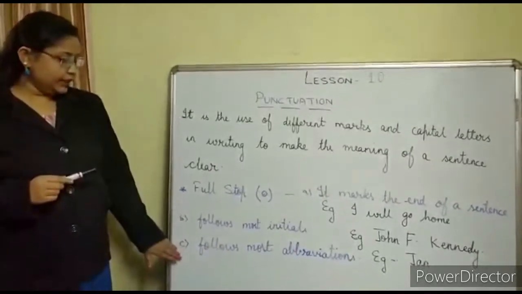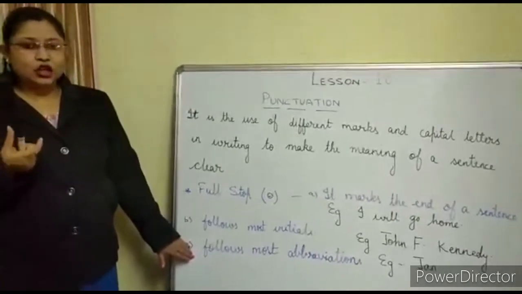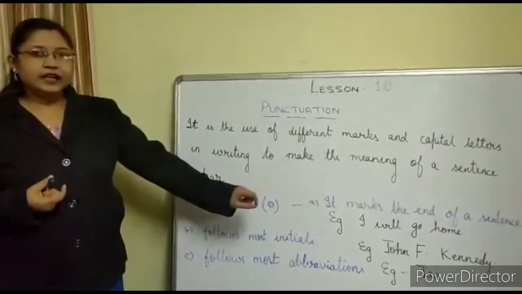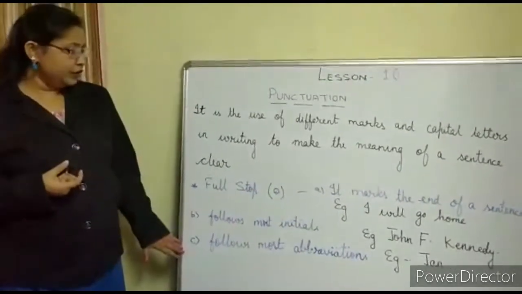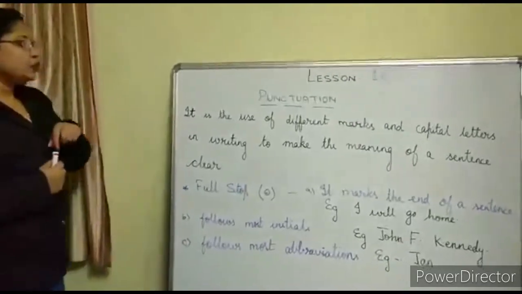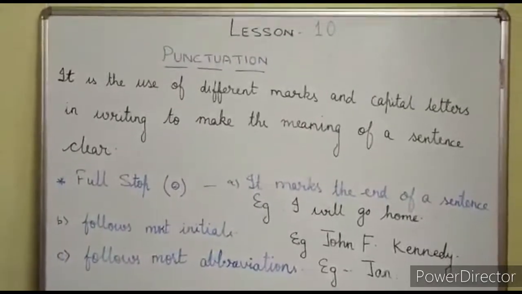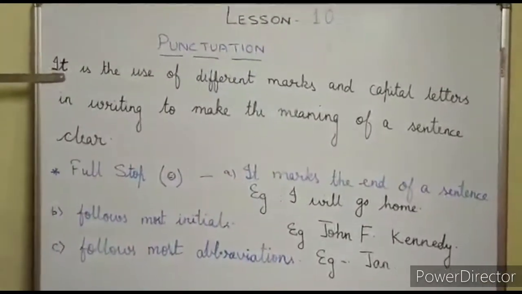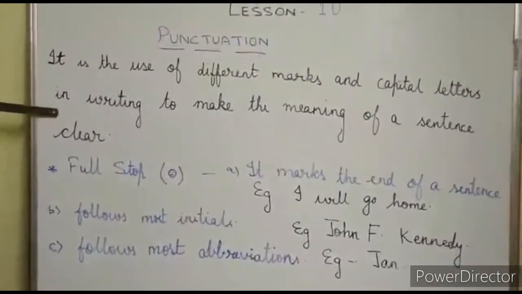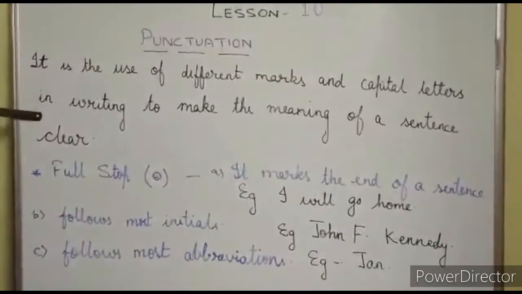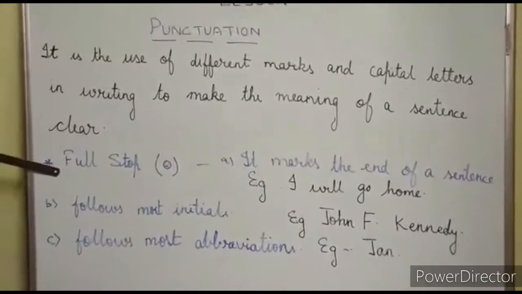And the third point is in short forms, that is abbreviations. In short forms it is used like Jan and a full stop. So, three places, that is A, B and C, where we use it. Have a look. Now students, I will explain it once again in detail. Punctuation, the general definition, is the use of different marks and capital letters in writing to make the meaning of a sentence clear. So, the first punctuation mark which we are dealing with is full stop.